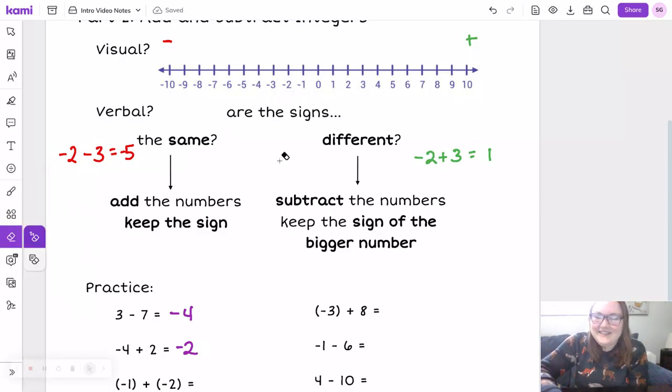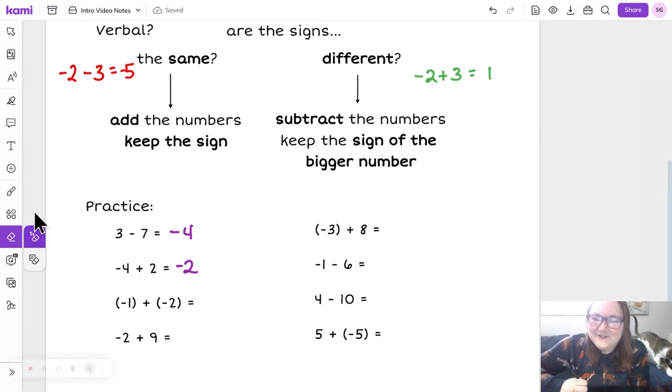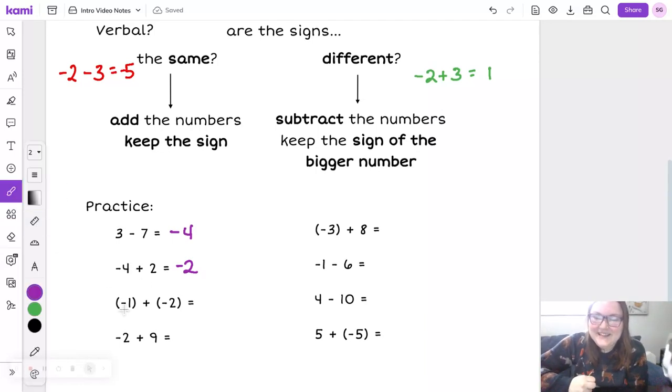The next one, we've got -1 plus -2. Here, both of those numbers are negative. Please don't be afraid of the parentheses there. Just sometimes we see negative numbers in parentheses to help us know it's a negative sign and not a minus sign. I'm just going to focus on those two numbers. We've got a -1 and a -2, so they are the same. They are both negative. Means I'm adding those numbers and keeping that negative sign.